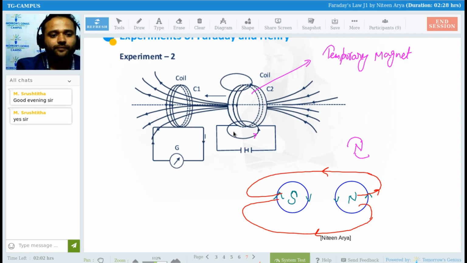Is this clearly understood now? Because the magnetic field arises or is generated from the north pole, it is going to end at the south pole. Beta, please turn on your cameras too. Is this clear, everyone?